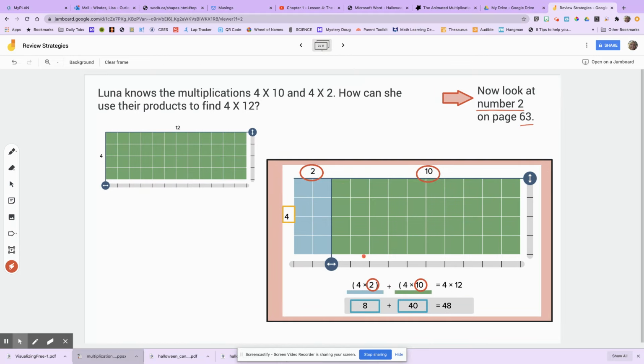So if we look at that, 4 times 2 is 8 plus 4 times 10 is 40. So in the end, we get 48. So we used our smaller facts to solve the larger fact. So now I want you to look at number 2 on page 63 and complete that problem and come back to the video when you're done.